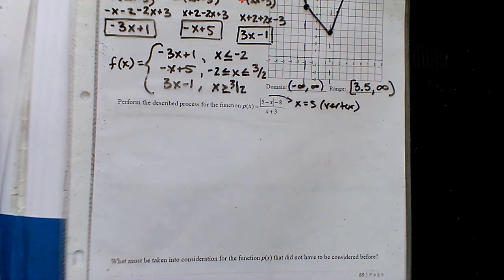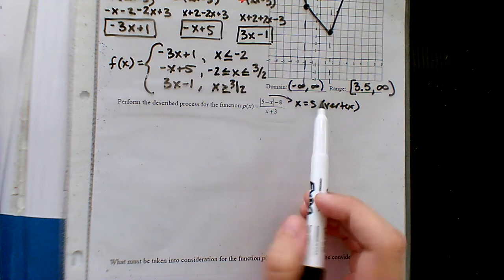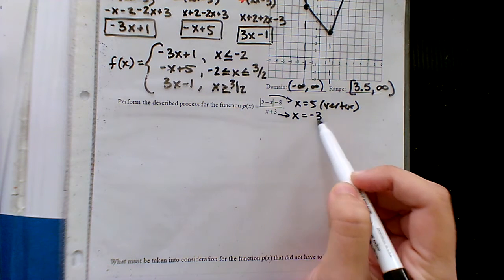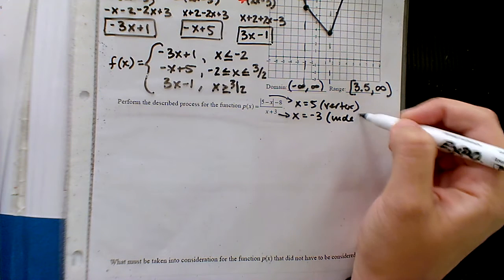Now let me ask you this. Is there another x value that would be interesting to identify or know? What do you think, Lainey? -3, because then there would be no solution. Notice how -3 makes the bottom 0, right? And we've discussed previously how you can't divide by 0. That makes it undefined. So the x value of 5 is a vertex, but the x value of -3 we'll say is undefined.